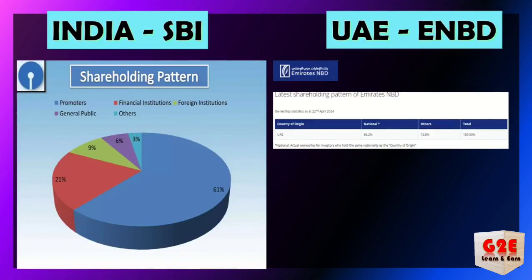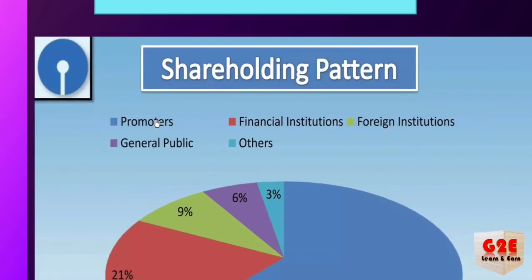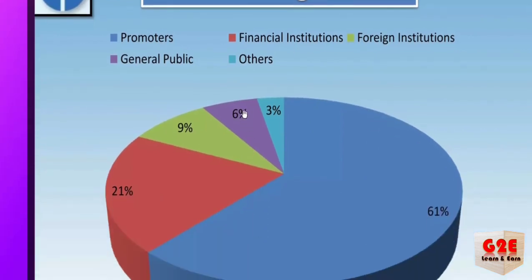With the help of this example, I have taken the shareholding pattern for SBI as well as for the UAE. You can look over here at SBI. We said a portion of ownership, right? So the company has 100% ownership, and they are issuing it to the promoters, the financial institutions, foreign institutions, the general public, and others. We come under the general public. This is what is issued in the stock exchange, that is 6%.